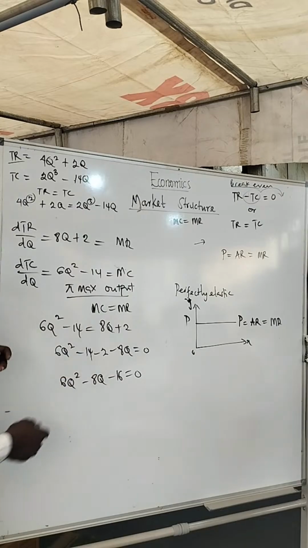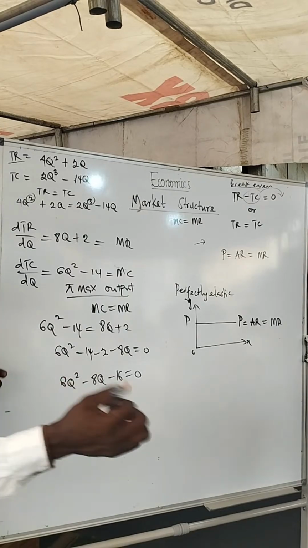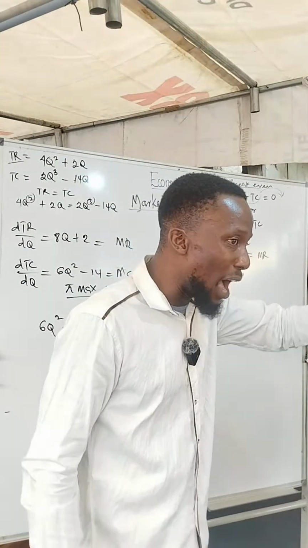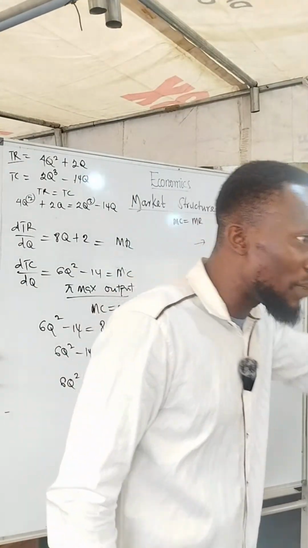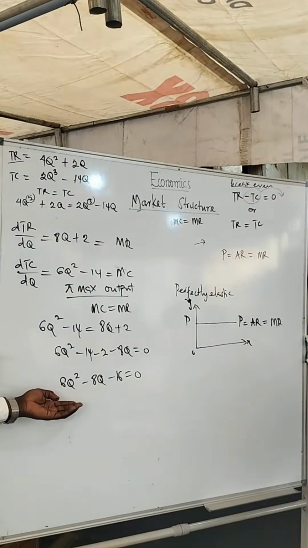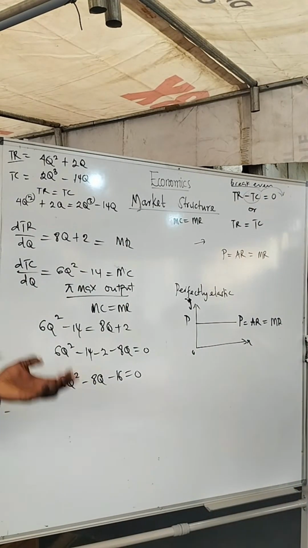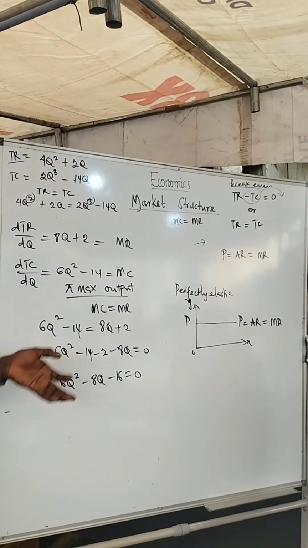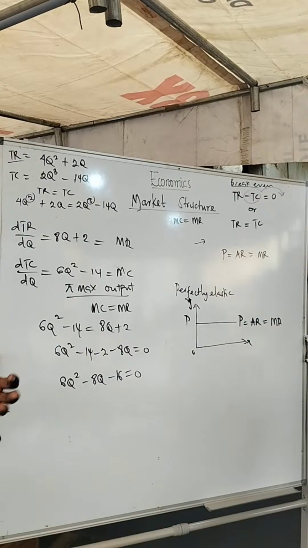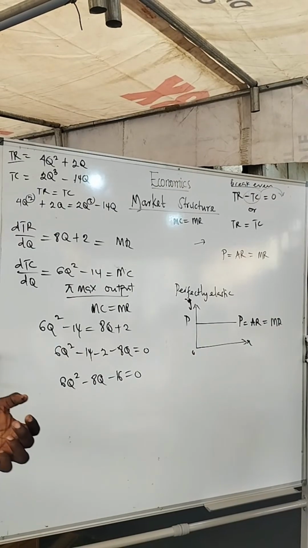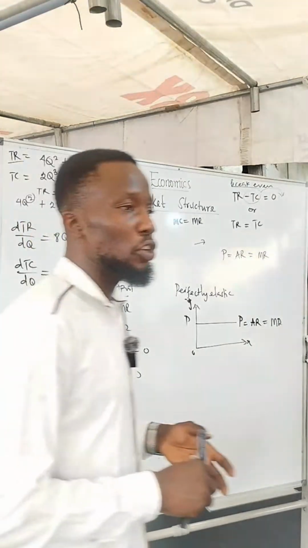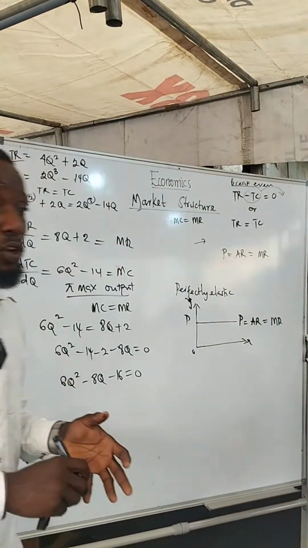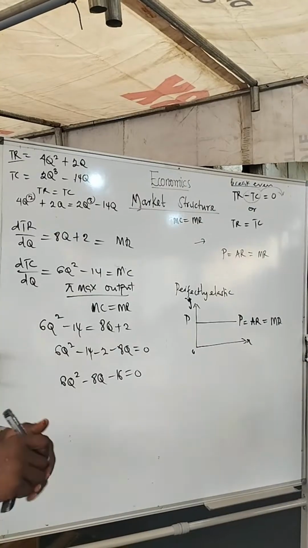Now, if you find the values of q here, take note of this, you want to find the maximum output, or the output that maximizes profit. To find the value of q, you can use any method of solving a quadratic equation. You can use the factorization method, the completing the square method, the formula method, or graphical solution.